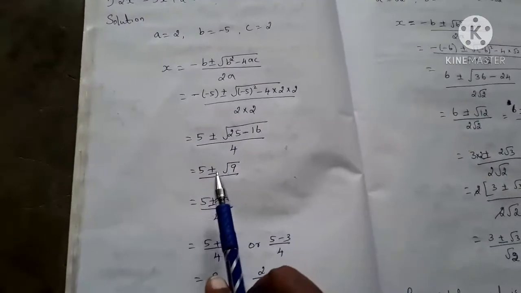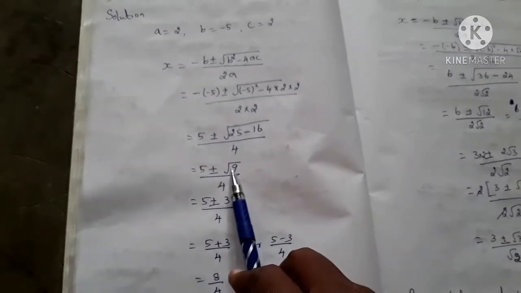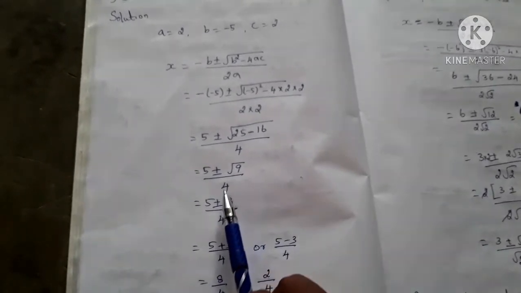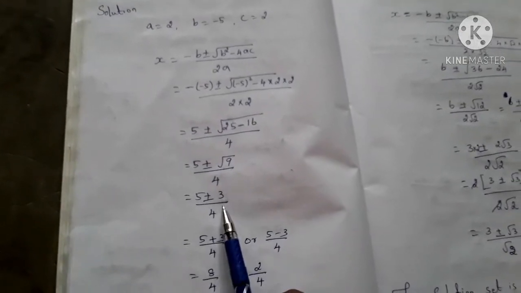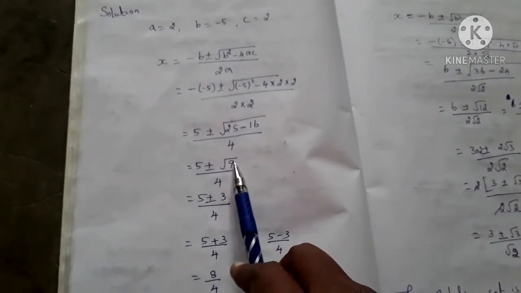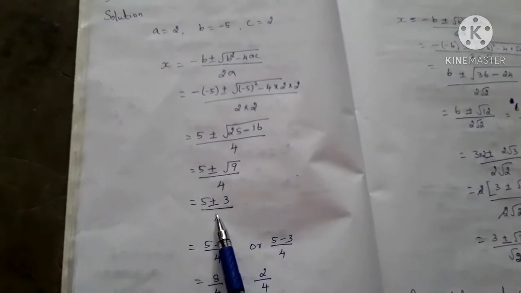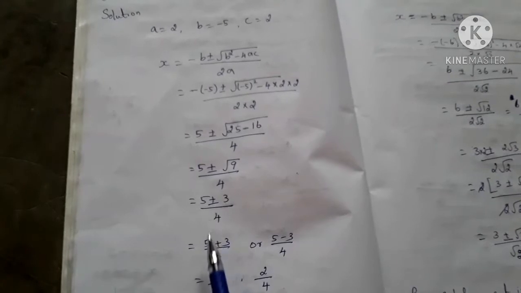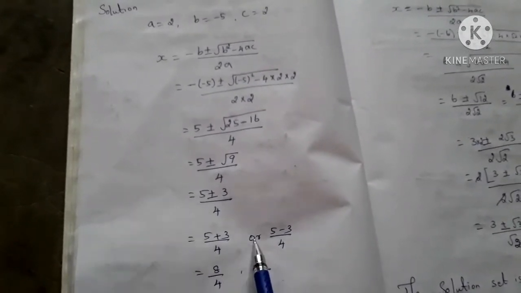Next, 5 plus or minus root of 25 minus 16 is 9. Root 9, divided by 4. So 5 plus or minus 3. The square root of 9 is 3, divided by 4. Now we take plus 3 or minus 3. If it is plus 3, our answer is 5 plus 3 by 4, and minus 3 is 5 minus 3 by 4.